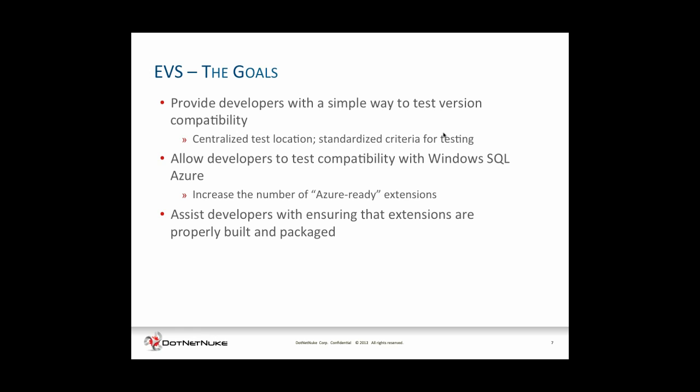From a goal standpoint, we want to make sure that we provide developers with the simplest way to test version compatibility. It's very useful to know whether or not something will work with version 6 or version 7 of DotNetNuke, and to make sure, again, that it works with SQL Azure. As I said earlier, we found in our own testing a number of cases where things were not Azure ready, and we believe that a lot of people do want to deploy their products in the cloud. And we'd like to make sure that the extensions are properly built and packaged.